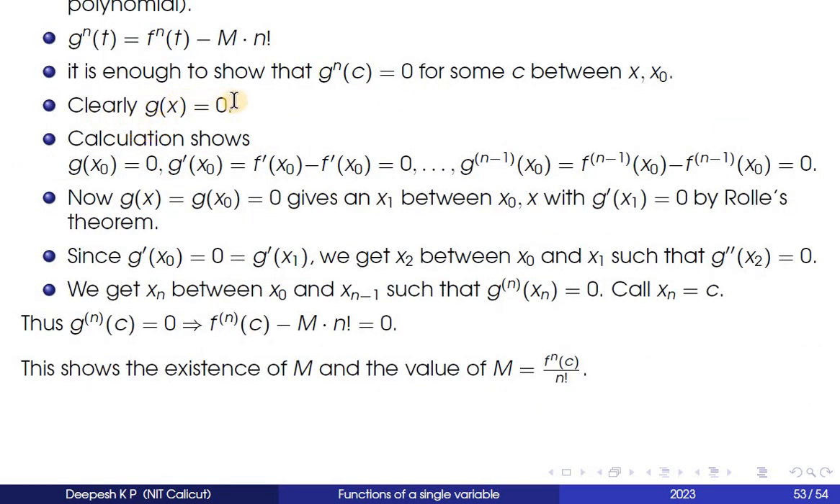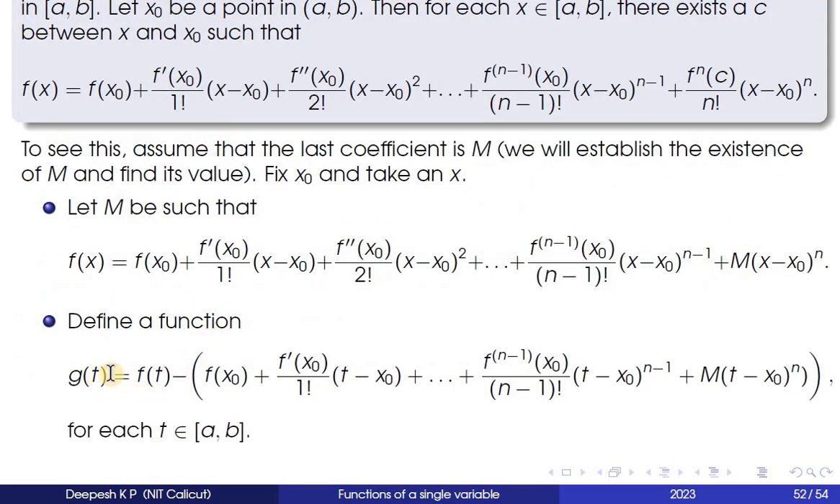Now observe that g of x is equal to 0. As I already told, it's f of x minus the same thing, so it will be 0. Now g of x naught is equal to 0. Why? Because g of x naught is equal to f of x naught minus f of x naught minus all this expression. If you assume t equal to x naught, then all the terms on the right side will vanish, and this f of x naught will get cancelled with f of x naught, so that will be 0. So g of x naught is equal to 0.